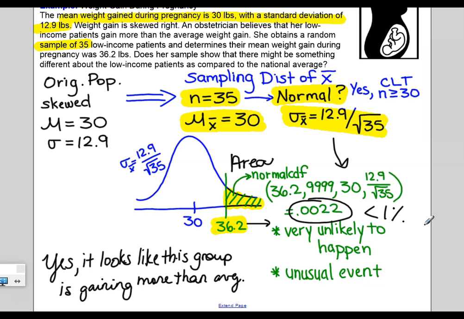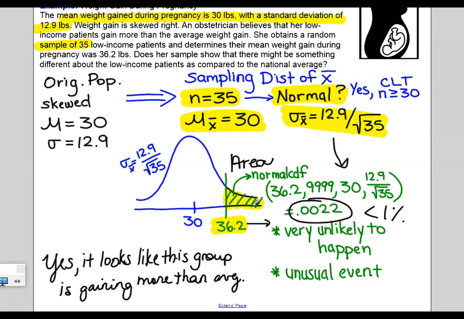And so then we could take this information back to the doctor and they could decide, maybe they have some theories as to why that is happening. Maybe they find that low-income patients maybe have a diet that isn't as healthy, or maybe they're not taking the right vitamins, or maybe they have some condition that makes them more likely to gain weight. Whatever the reason, we don't really know what that is. We just know that this group of 35 has a very unusual average weight gain, okay? And so that is kind of what this is telling us.